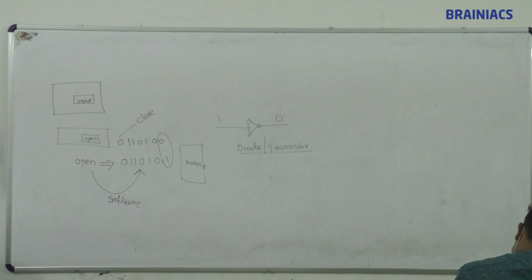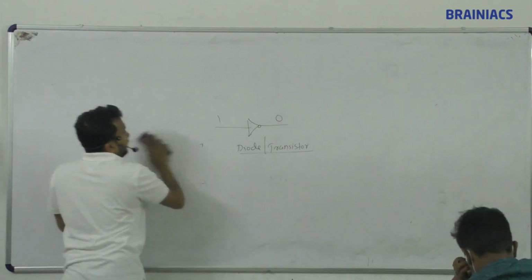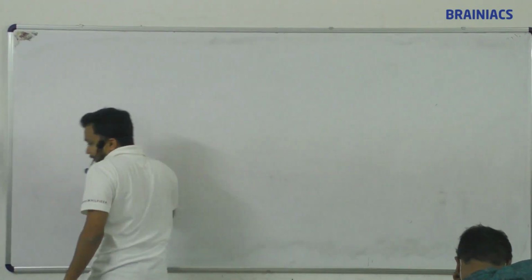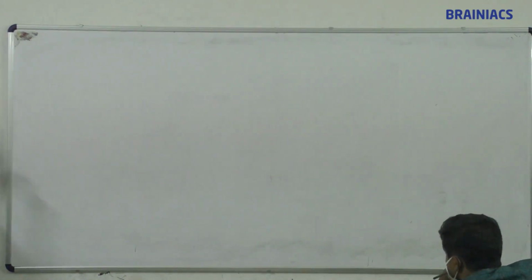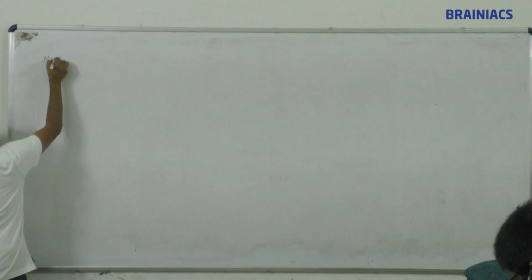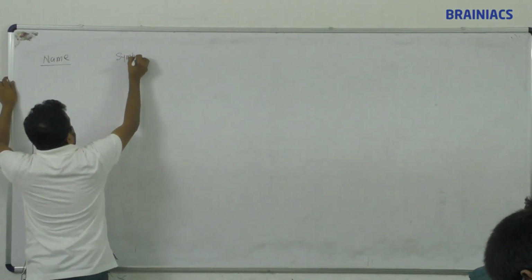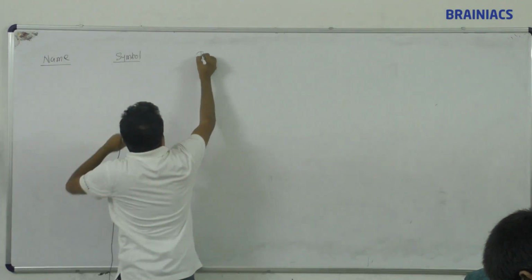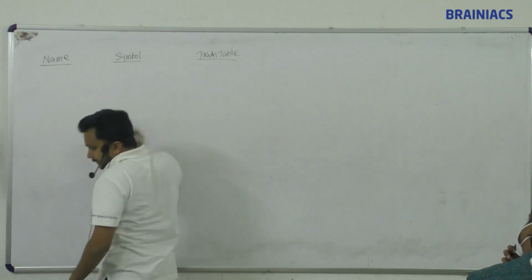Okay, we will make it as a tabular column. I think that will be the best one. Instead of writing one by one, we'll make a table with many headings. First column, name of the gate. Second one, symbol. Third one, truth table.